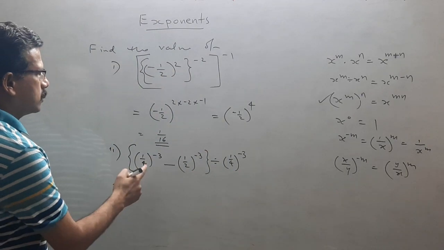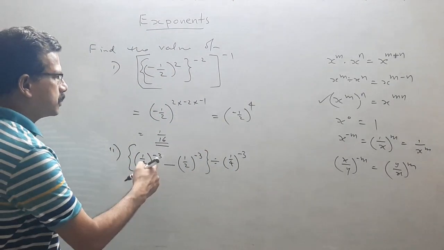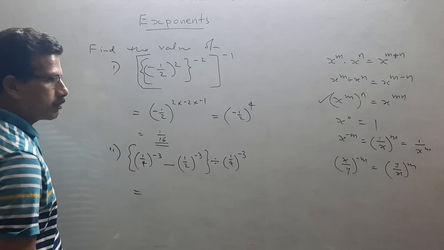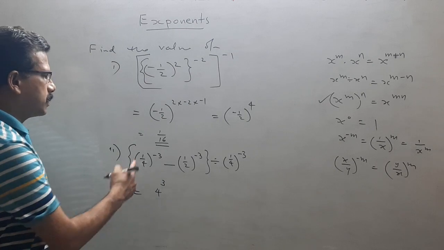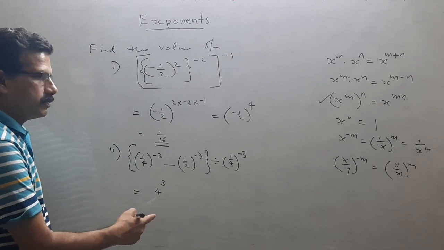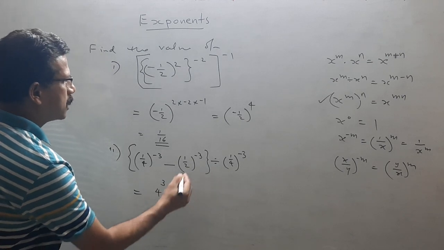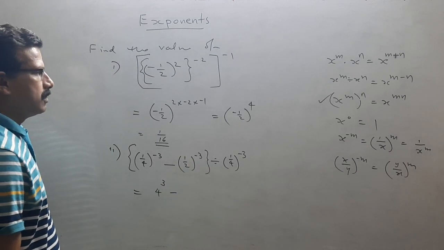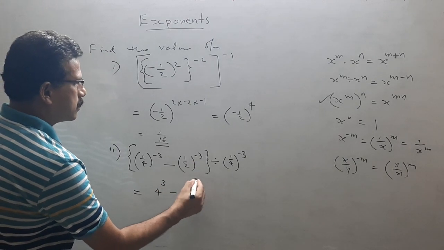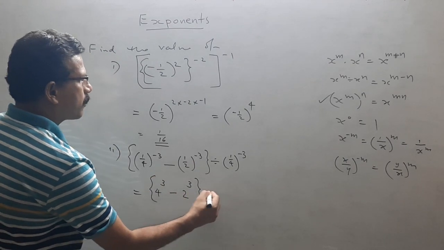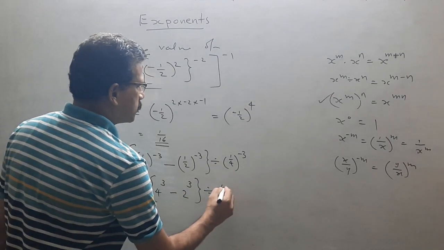Now here 1 by 4 to the power minus 3, the power is minus, so we can make it a plus. 1 by 4 will become 4 by 1, which is 4 only, 4 to the power 3, minus 1 by 2 to the power minus 3. 1 by 2 becomes 2 by 1, that is 2, 2 to the power 3, divided by 1 by 4 becoming 4 by 1, that is 4, 4 to the power 3.